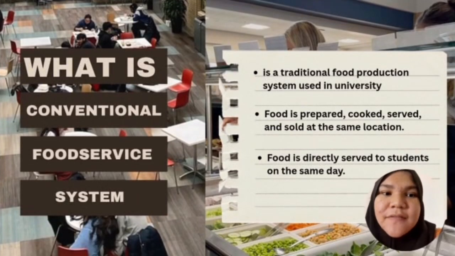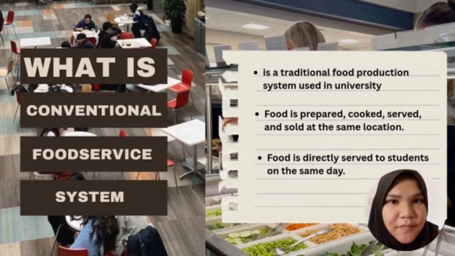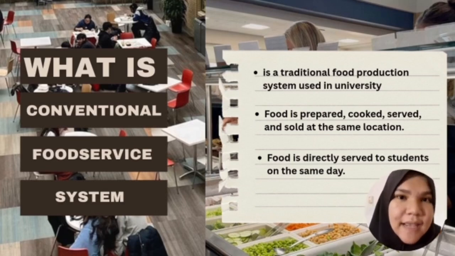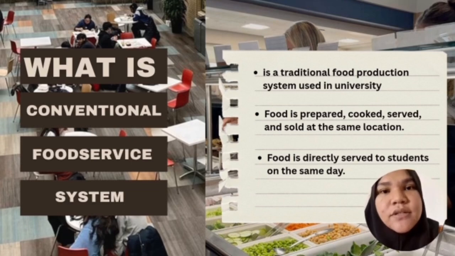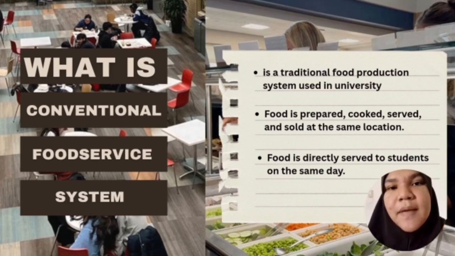So conventional food service system is the most common and traditional food production system used in universities. In this system, all food operations are carried out at the same location. This means that the food is prepared, cooked, served, and sold in the same kitchen or food service facility. The food is usually prepared using fresh ingredients, cooked on the same day, and served directly to students shortly after cooking. Because of that, it allows students to enjoy freshly prepared meals.